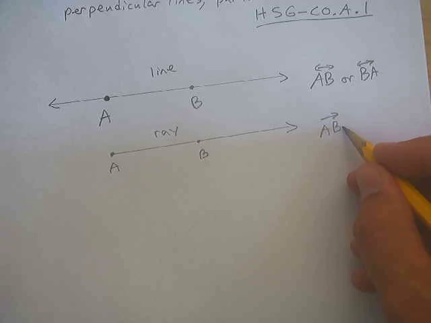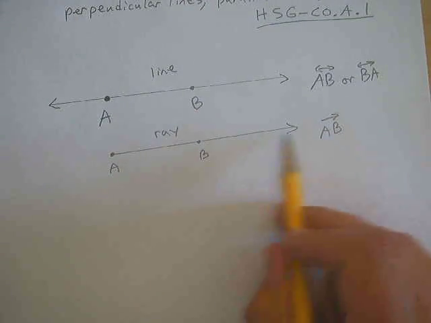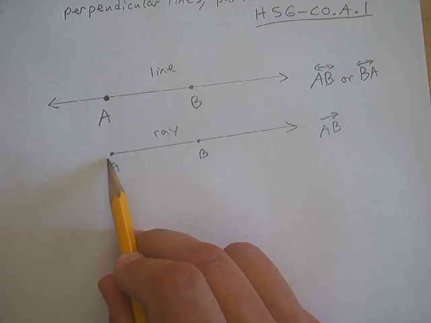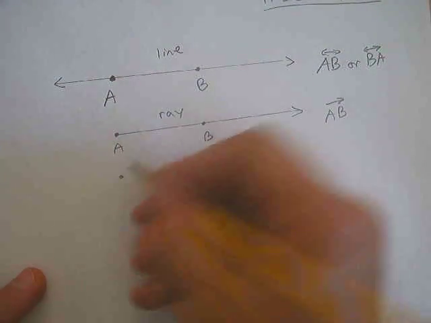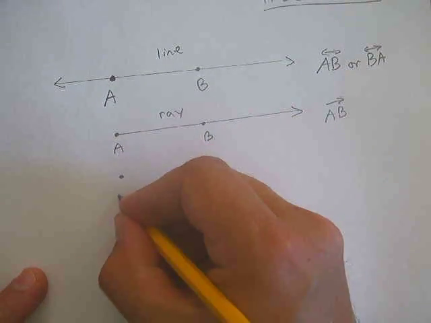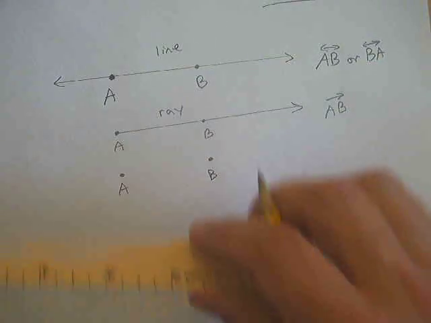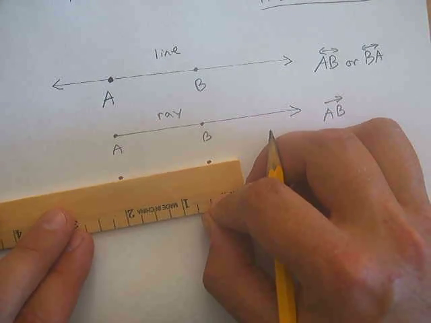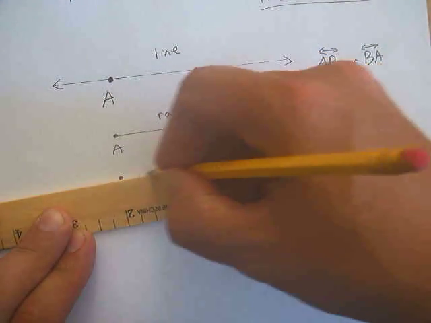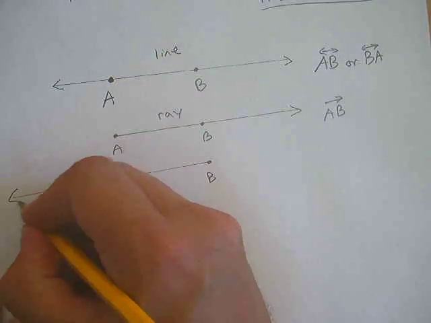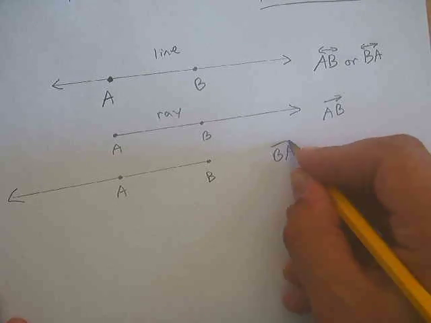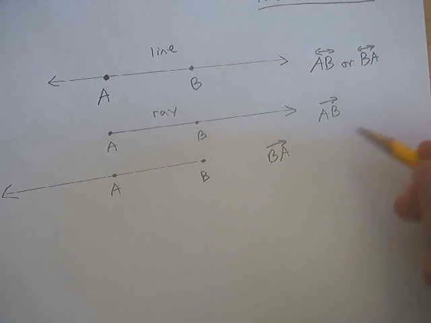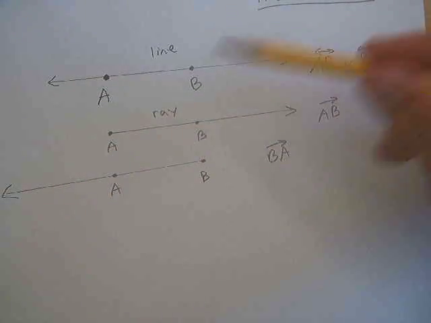This has to be labeled this way because it's starting at A, going through B, and this is the way it goes on forever. It doesn't go on forever at A, because A is an endpoint. I could also do that a different way. Make another ray, still with A and B, but this time start with B and go in this direction. So now I would label it as ray BA. I always make my arrow go to the right, over top of the letters like that.